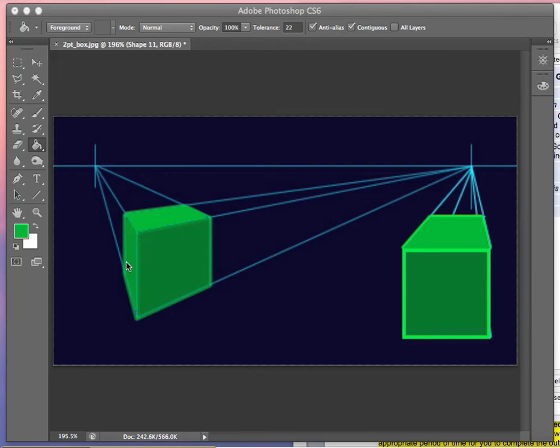But look, they start to converge. This gets smaller, this gets smaller. These lines are angling up. And then, of course, I've included the guidelines so you can kind of see how that works.